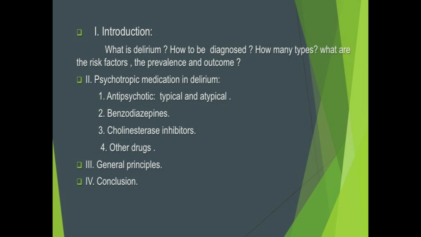It has, as you see, 4 parts. First, let me give you a little bit of background about delirium. How do you diagnose it? What are the types? What about the risk factors, the prevalence, and the outcome? The main part, which comes mostly from the guidelines, 12th edition, is about using antipsychotics, typical and atypical, benzodiazepines, and cholinesterase inhibitors, and other drugs. The third point will be general principles, and the last, the conclusion from this lecture.